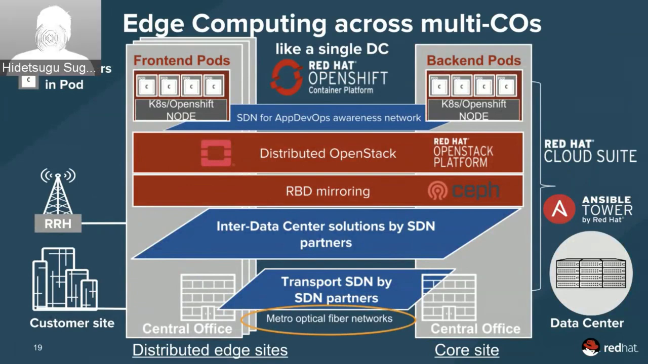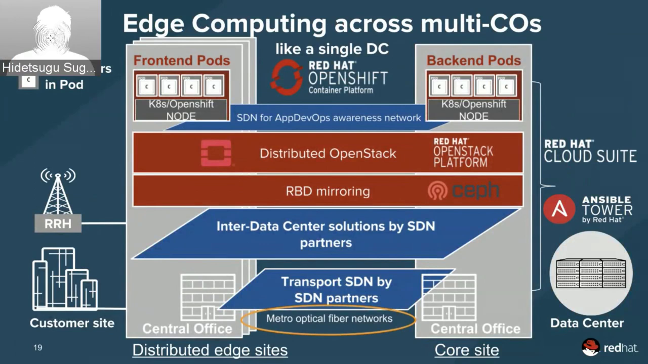On top of the distributed OpenStack NFV infrastructure, they can build a flat OpenShift platform like a single data center across multiple central offices in each regional area. OpenStack NFV distributed compute deployment will be ready in the near future since Ceph storage for multi-site deployment is ready, but some telecom carriers don't need to wait for the distributed OpenStack NFV feature if they can design an optical fiber transport network between two CO sites with minimum latency.